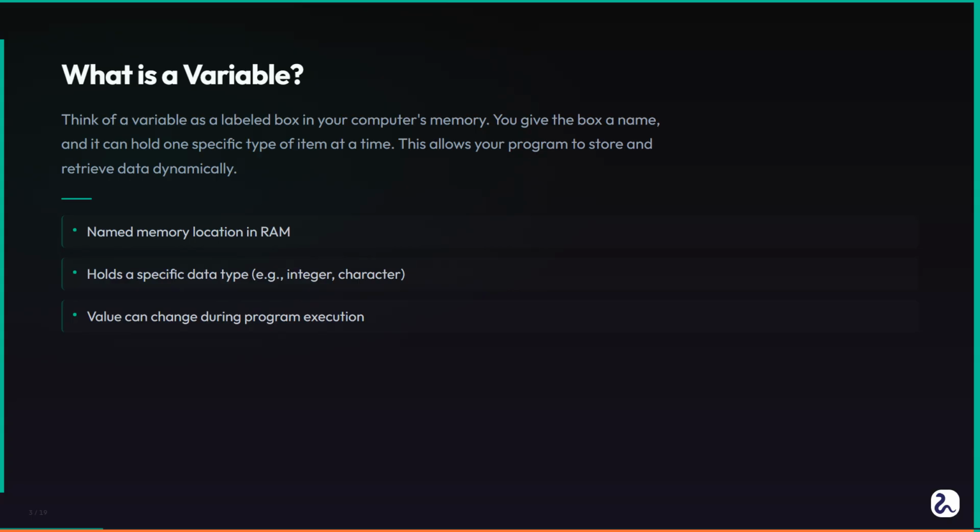So, formally, a variable is a named storage location in memory that holds a value of a specific type. That type is crucial. It determines how many bytes of memory are allocated for that variable, the range of values it can hold, and what operations you can perform on it. An int variable, for instance, might occupy 4 bytes on your system, allowing it to store integers typically from -2 billion to +2 billion.